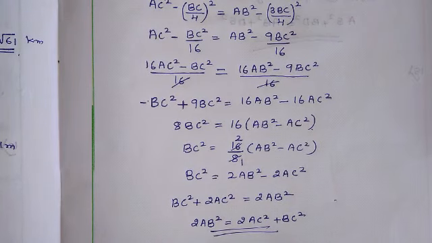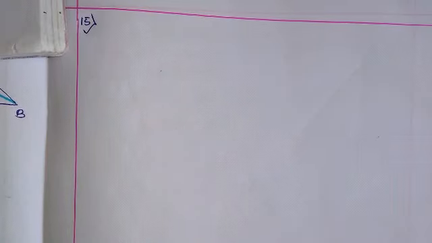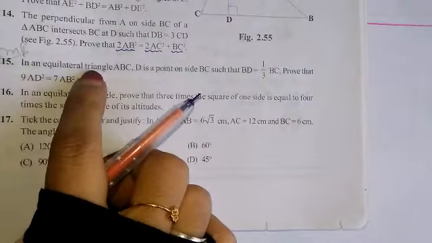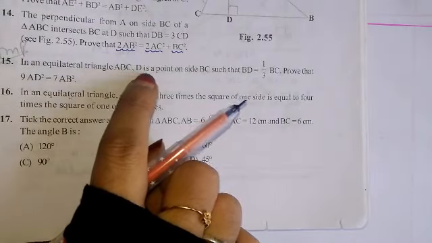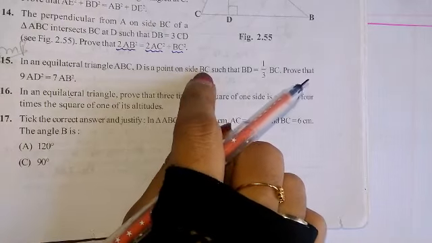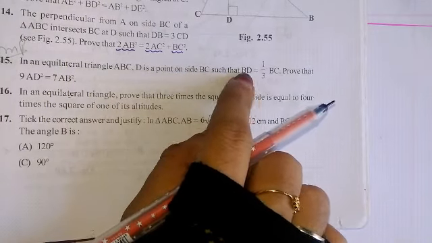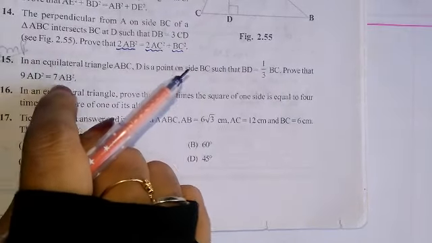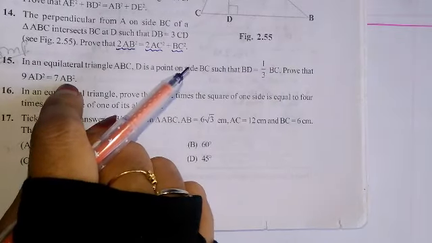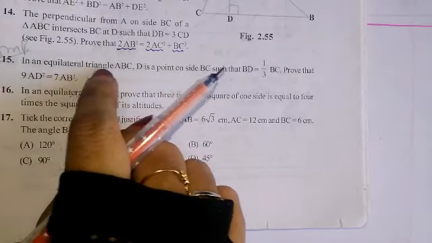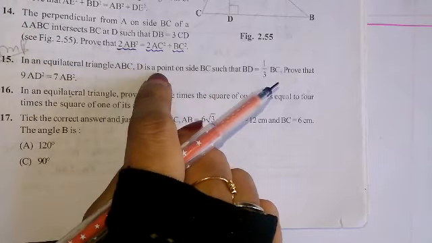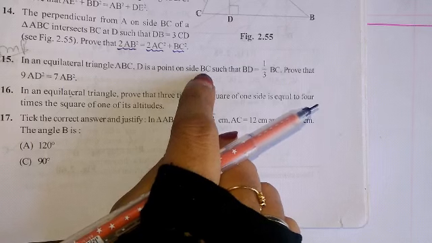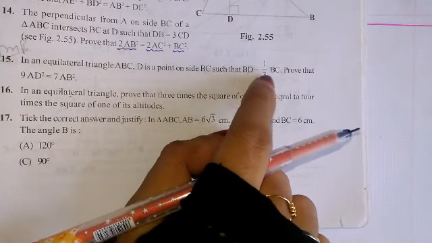Let us solve now the 15th problem. So now question number 15, let us read. In an equilateral triangle ABC, D is a point on side BC such that BD is equal to 1/3 of BC. Prove that 9AD square is equal to 7AB square. Only a very equilateral triangle they have given, and D is a point on BC such that they have given BD should be 1/3 of BC.